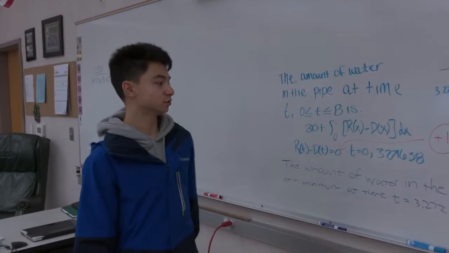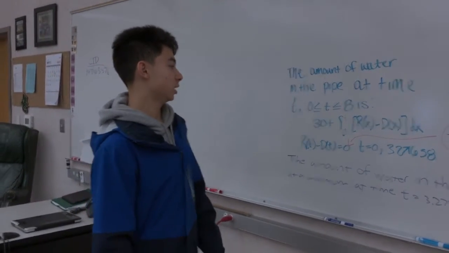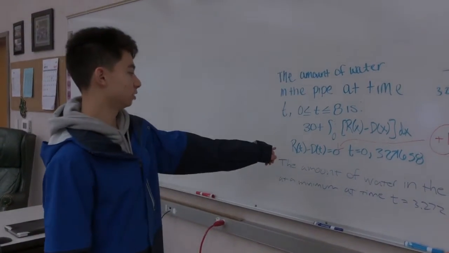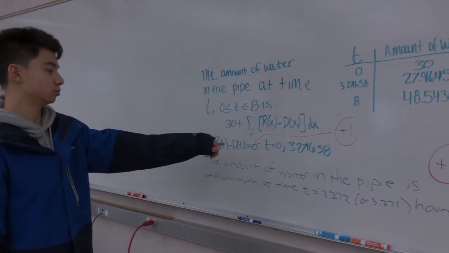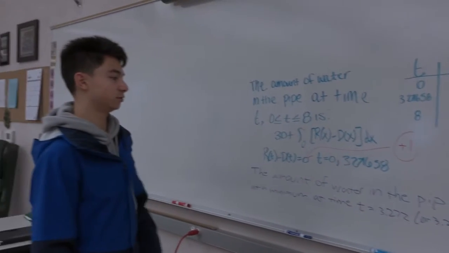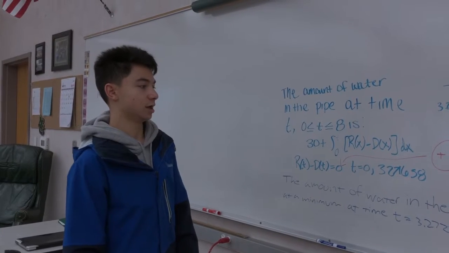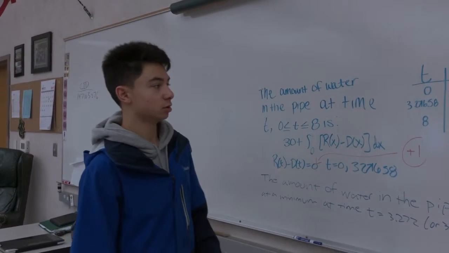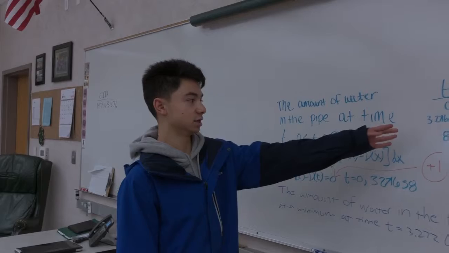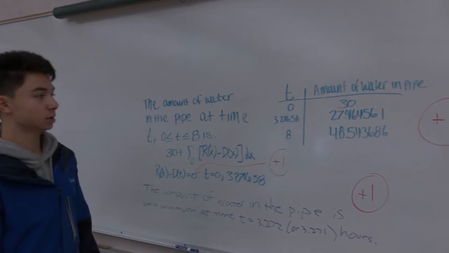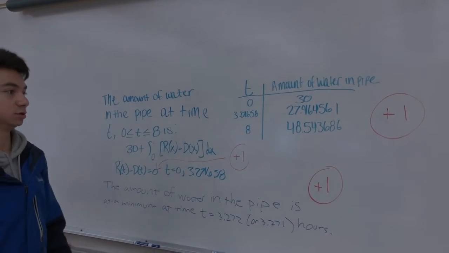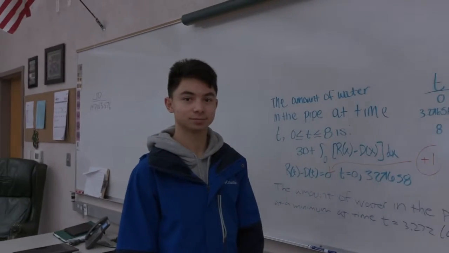So 2 common mistakes for this problem. One of them is not acknowledging the r of t minus d of t equals 0, which really sets you up to finding the critical point. And then the next thing that people missed was justifying that this value is actually the minimum and comparing it to the other 2 endpoints.